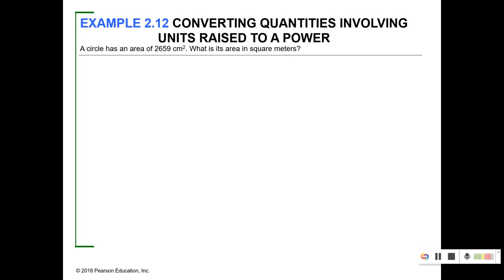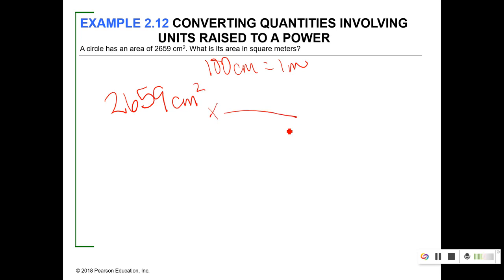So it wants us to get to meters. So I know there are 100 centimeters in 1 meter. So 2659 centimeters squared. I know centimeters goes on the bottom. So what I'm going to do is square this whole thing, actually. I'm just going to put squares on everything. So that's just the same as squaring everything. Now my centimeters squared cancel, and so do my centimeters squared from the bottom.